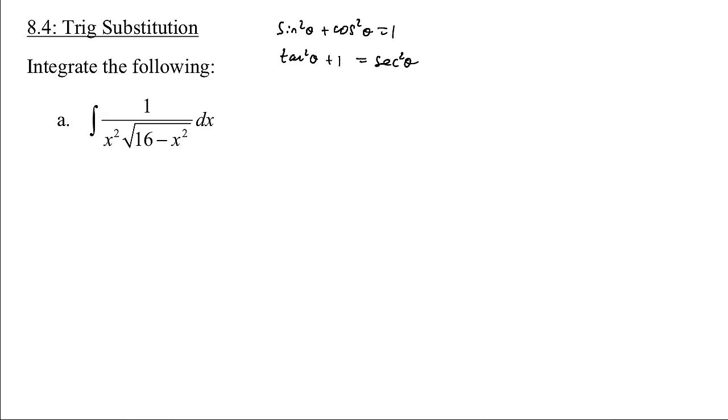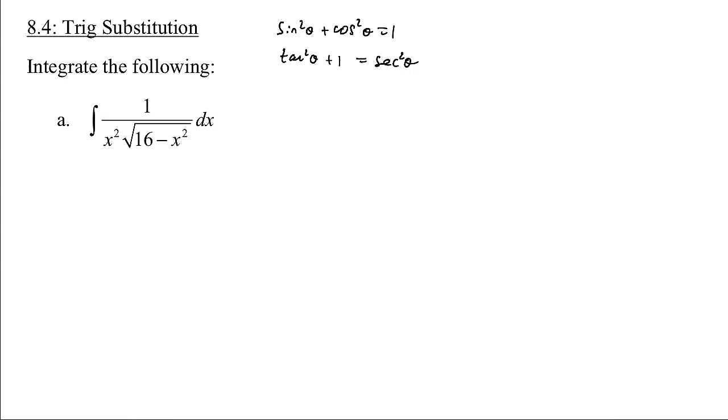Okay, so looking at this first one, it kind of looks like it should be arcsecant or something like that, but it's really not. Because arcsecant would have been x squared minus 16, and this would have just been an x, and that's not an identity that we know. We cannot use U substitution. That will not work either.